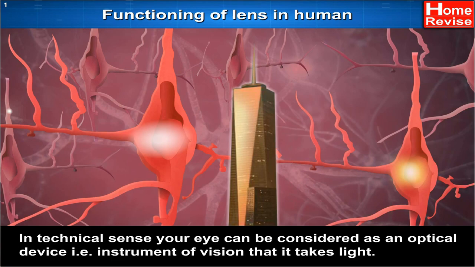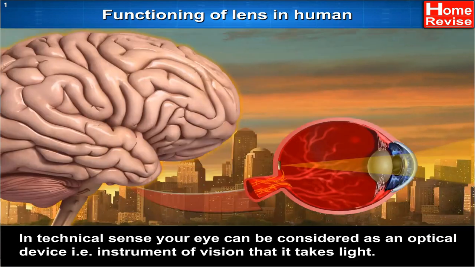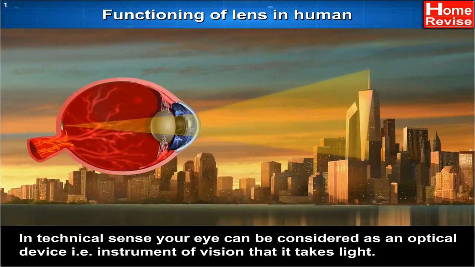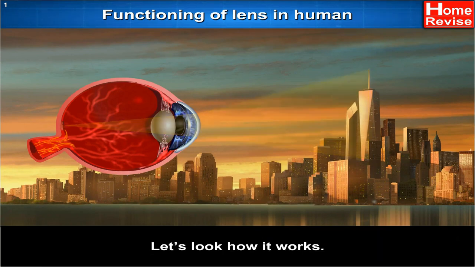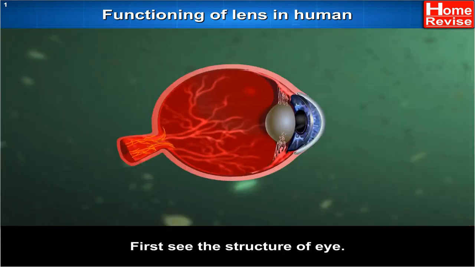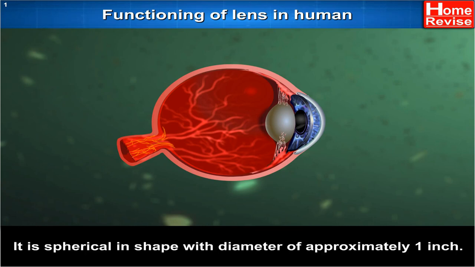In a technical sense, your eye can be considered as an optical device, that is, an instrument of vision, that takes in light. Let's look at how it works. First, see the structure of the eye. It is spherical in shape with a diameter of approximately 1 inch.